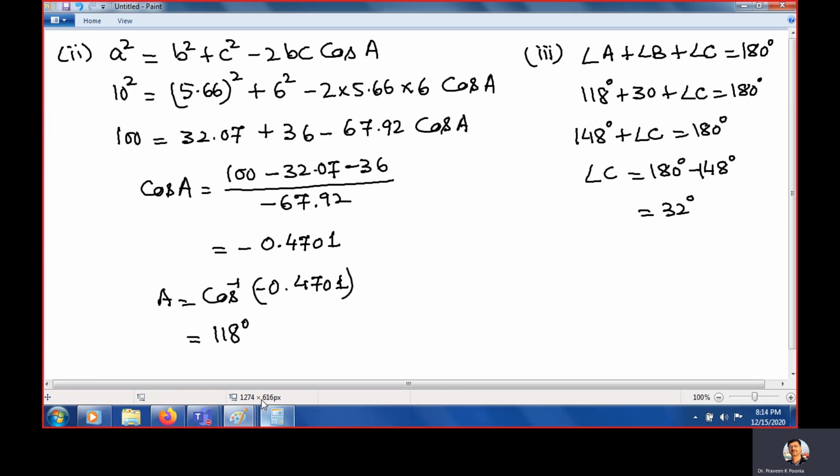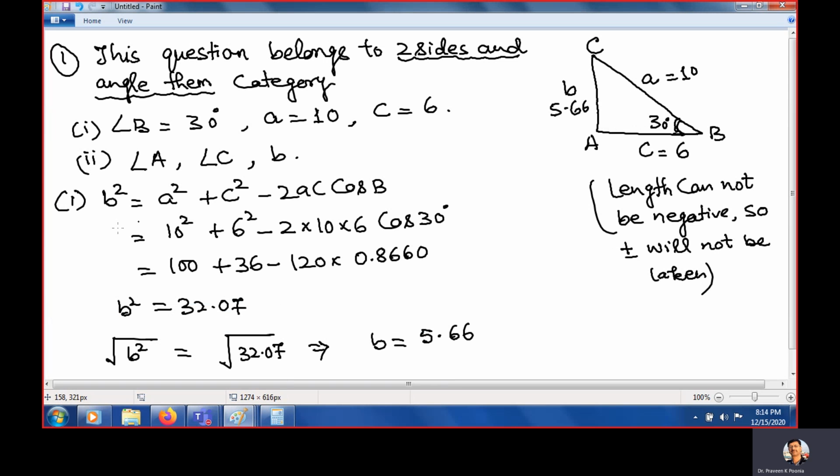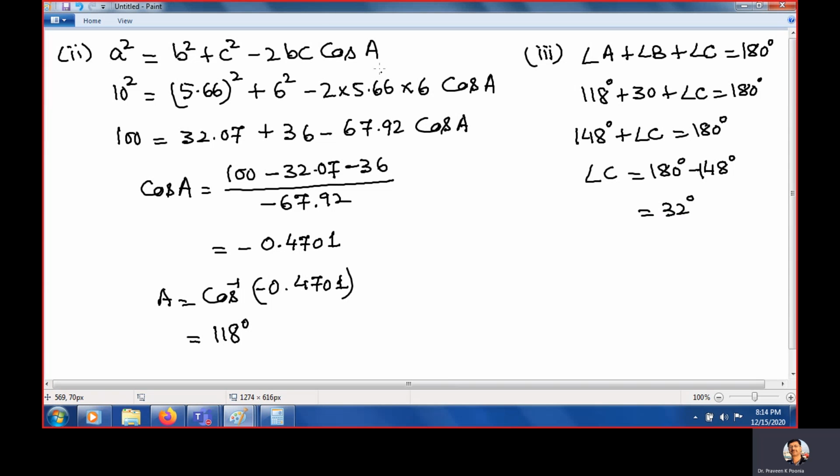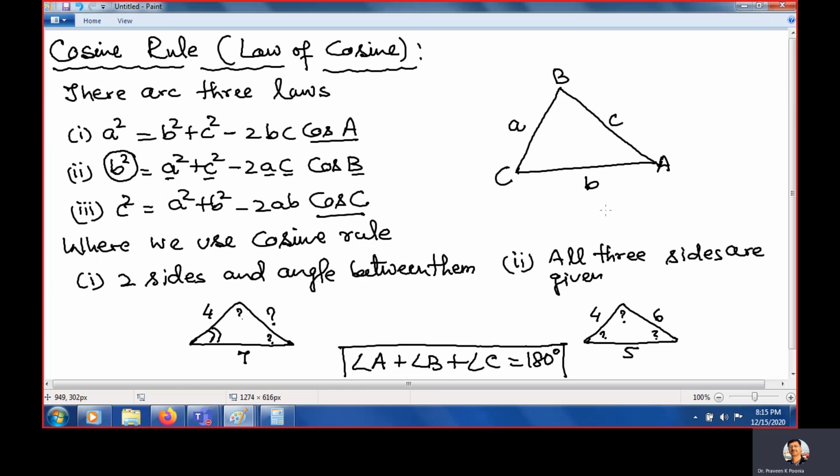So another angle is coming as 32 degrees. Clear? So we evaluated all three things, but how did we do it? First we used the second relation to calculate the value of B. Then we used the first relation to calculate the angle A, and then we used the property of a triangle that the sum of three angles is 180 degrees. Okay, so you need to remember these three relations. You need to learn these three relations, and after learning, you need to identify what is given and what we can evaluate. Understand or not? This is very, very important, these three rules.